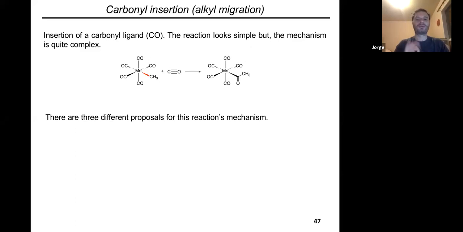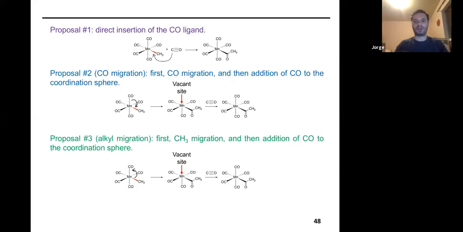There are three different proposals for this reaction's mechanism. So let's take a look at each of those proposals. Proposal number 1 says that there is direct insertion of the CO ligand. Okay, very simple reaction, CO being directly inserted here, forming the acyl group and changing the structure of the methyl ligand.